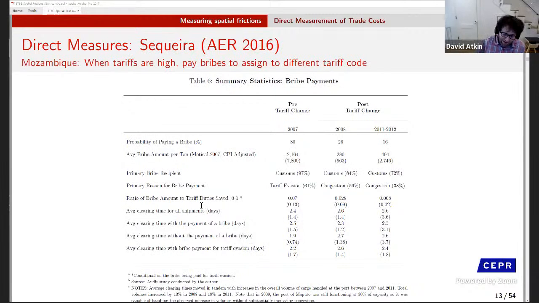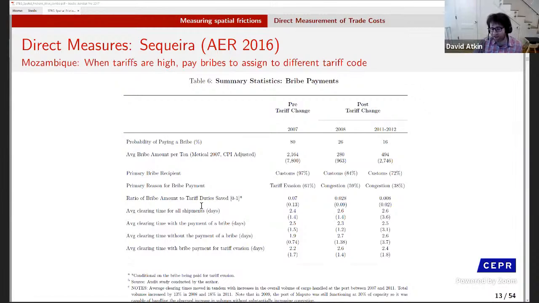Okay, as I mentioned, when it comes to international trade, we often see relatively high tariffs in developing countries, but again, that may be misleading if a lot of people are evading those tariffs. And Sandra Sequeira has a nice paper showing exactly that from Mozambique. Essentially, she compares before and after a reform which liberalized trade with South Africa and massively lowered the tariffs with South Africa.